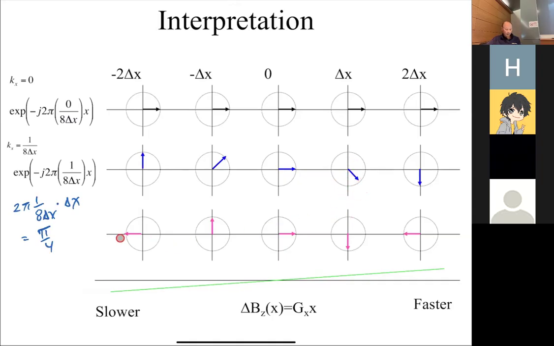Then if I go on to kx equals 2/8 delta x, you can see I'm at a higher frequency, because here this was half a period, and now this is 1 period. So as I go out to higher k values, I'm just going to shorter and shorter periods, right?